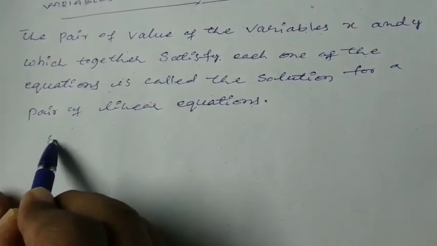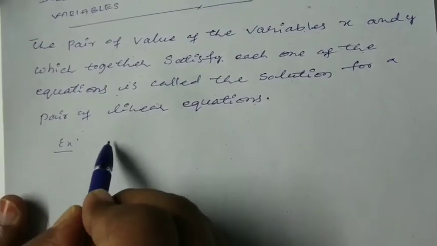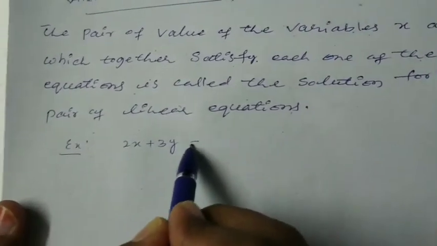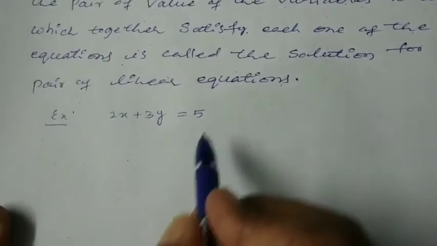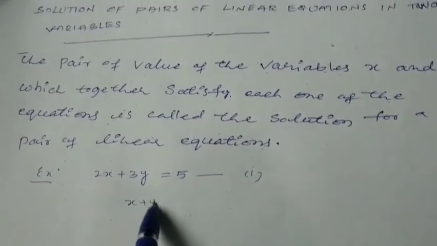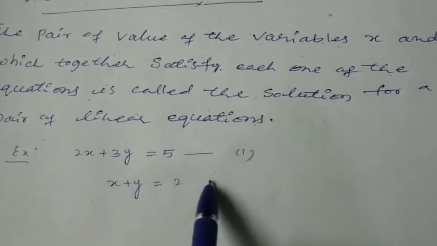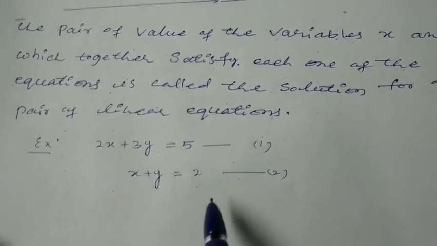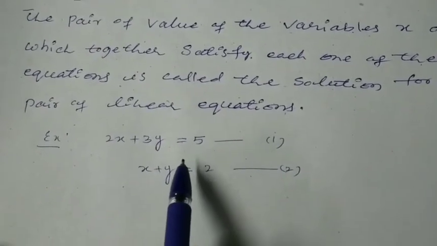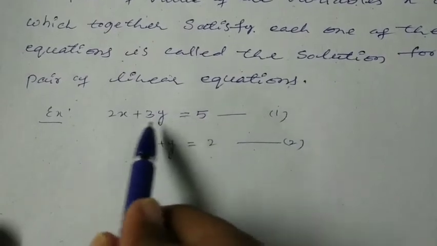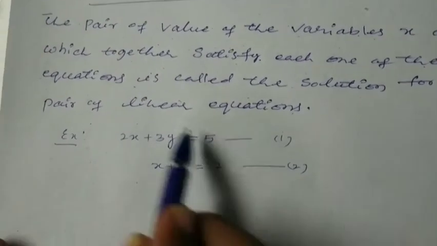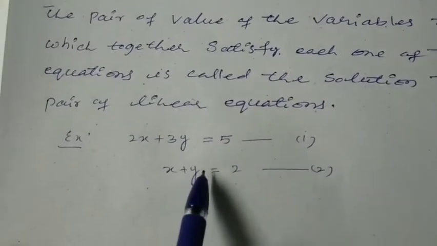For example, we are going to take one example. 2x plus 3y is equal to 5. This is the first equation. x plus y is equal to 2. This is the second equation. Now we are going to find its solution. That solution has to satisfy both equations. Then only we can call it the solution of the given pair of equations.